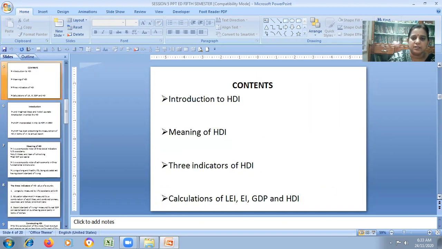The main contents of the session are introduction to HDI, meaning of HDI, three indicators of HDI, and then the calculation of LEI, EI, GDP, and HDI.